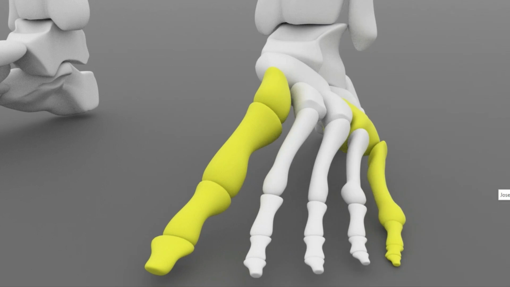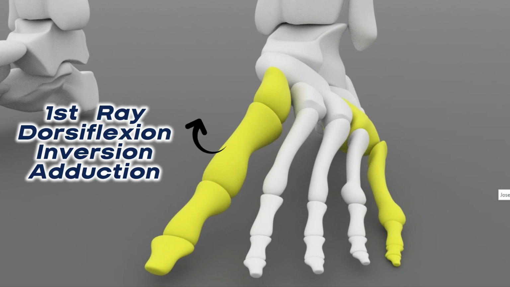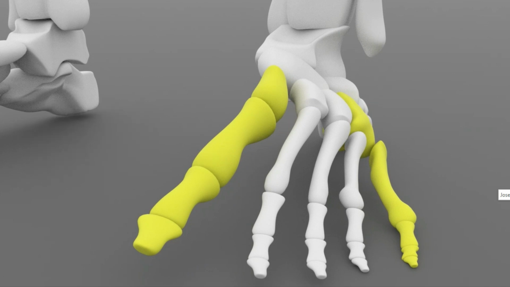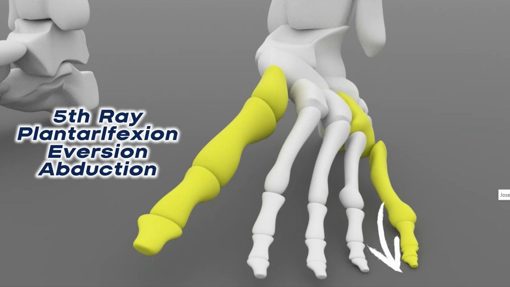Such talonavicular and calcaneocuboid compensations, or midfoot compensations, will result in forefoot compensations, or first and fifth ray compensations. The talonavicular supination will result in first ray dorsiflexion, inversion, and adduction, while the calcaneocuboid supination will result in fifth ray plantar flexion, eversion, and abduction to allow the lateral border of the foot to be flat on the floor.